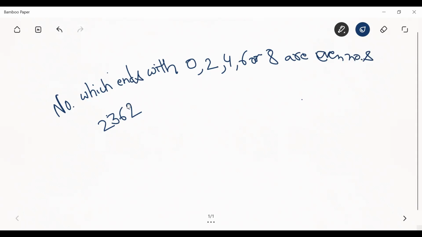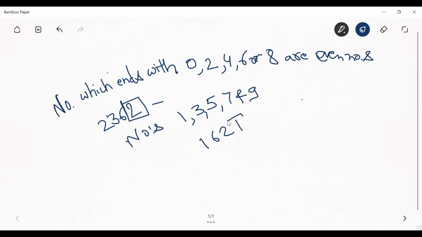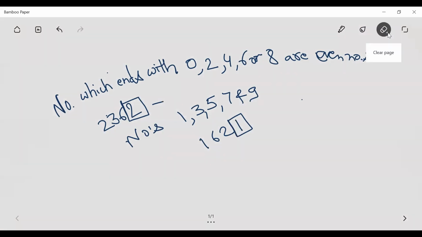So when we come to 2362, it is ending with 2. So it is an even number. And in odd numbers, numbers which end with 1, 3, 5, 7, and 9. These are odd numbers. For example, 1621. This is an odd number.